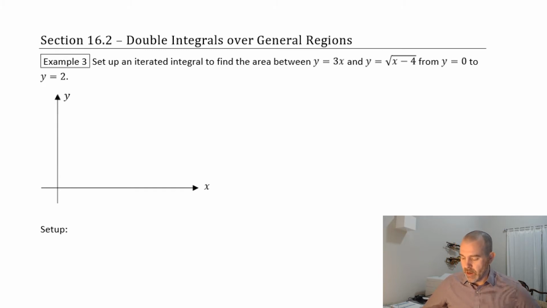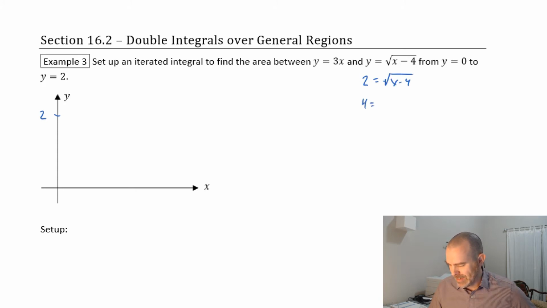Let's do an iterated integral to try to find the area between these curves. Y equals 3x, y equals square root of x minus 4. So 3x from y equals 0 to 2. So what does x get to be for y to get to 2? Square root of x minus 4 starts over at 4, but I want to figure out what x is when y equals 2. Square root of x minus 4 equals 2. So it would be 8.